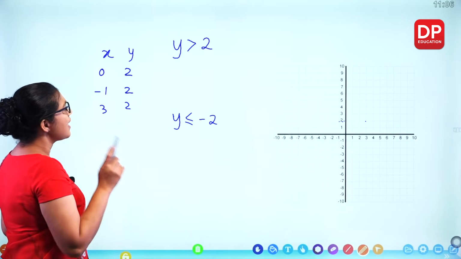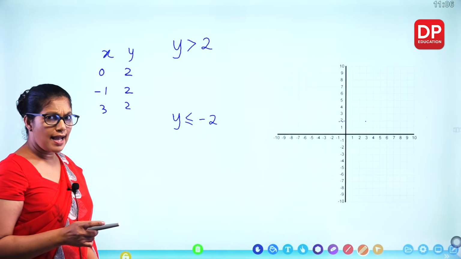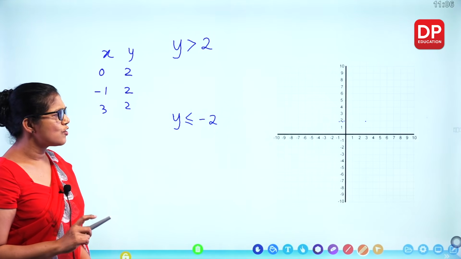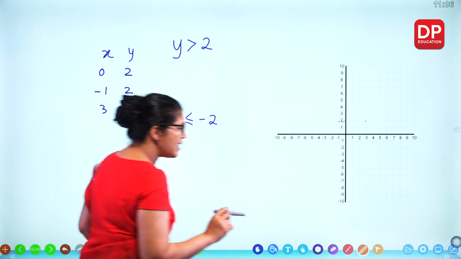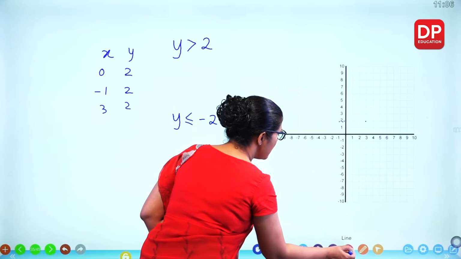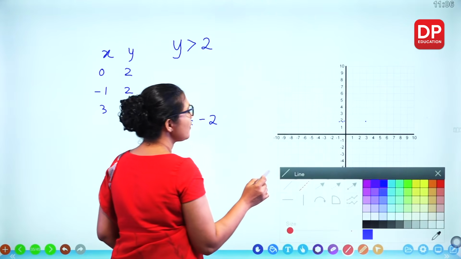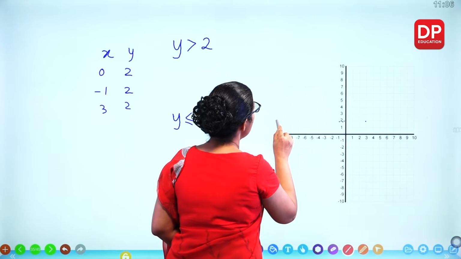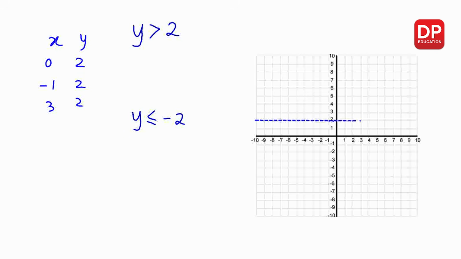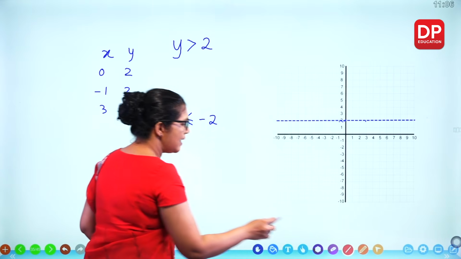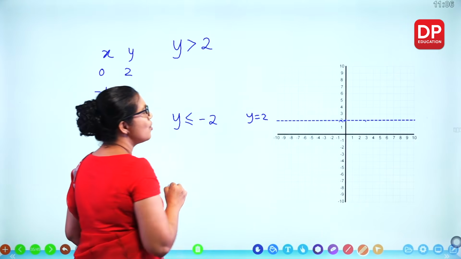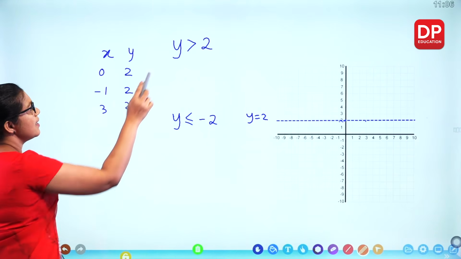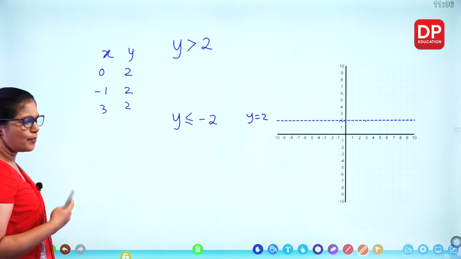But here, can we draw a continuous line or a dashed line? Which one is suitable? 2 is not included. So 2 is not included means you have to take a dashed line. So here, what can we do? We can draw a line along y equals 2, that is a horizontal line. So we can write this line is y equals 2, and which side is greater than 2? We'll take a point.